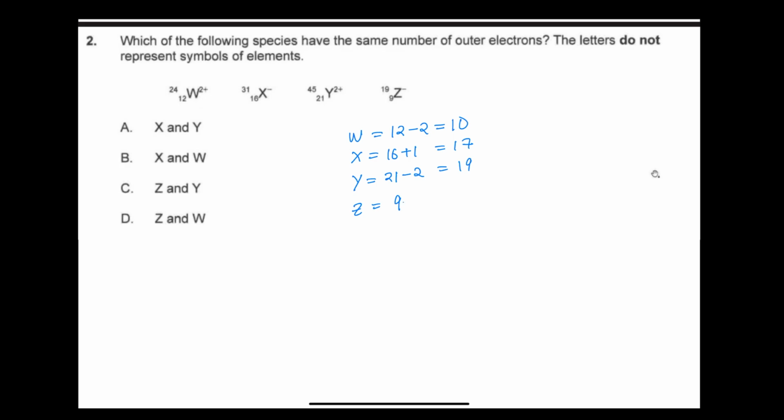Z, 9. It has a negative charge. That means it has one more electron than the protons. So it's 10. We see W and Z have the same number of electrons, and hence I can make the conclusion that they will also have the same number of outer electrons. Answer is D.